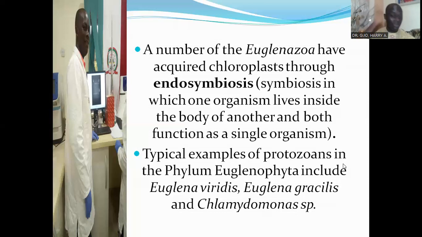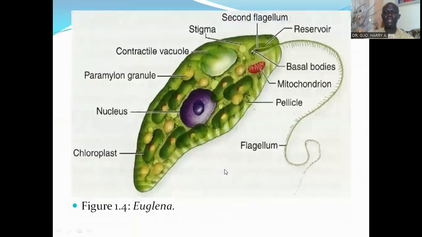Typical examples of protozoans in the phylum Euglenophyta or Euglenozoa in this case include Euglena viridis, Euglena gracilis, and Chlamydomonas species. Now here are pictures of these organisms. This one is showing Euglena viridis, which has both plant and animal characteristics, and that's why among the protists they are classified both as Euglenophyta, in the subkingdom Protophyta, and also in the phylum Euglenozoa among the protozoans.